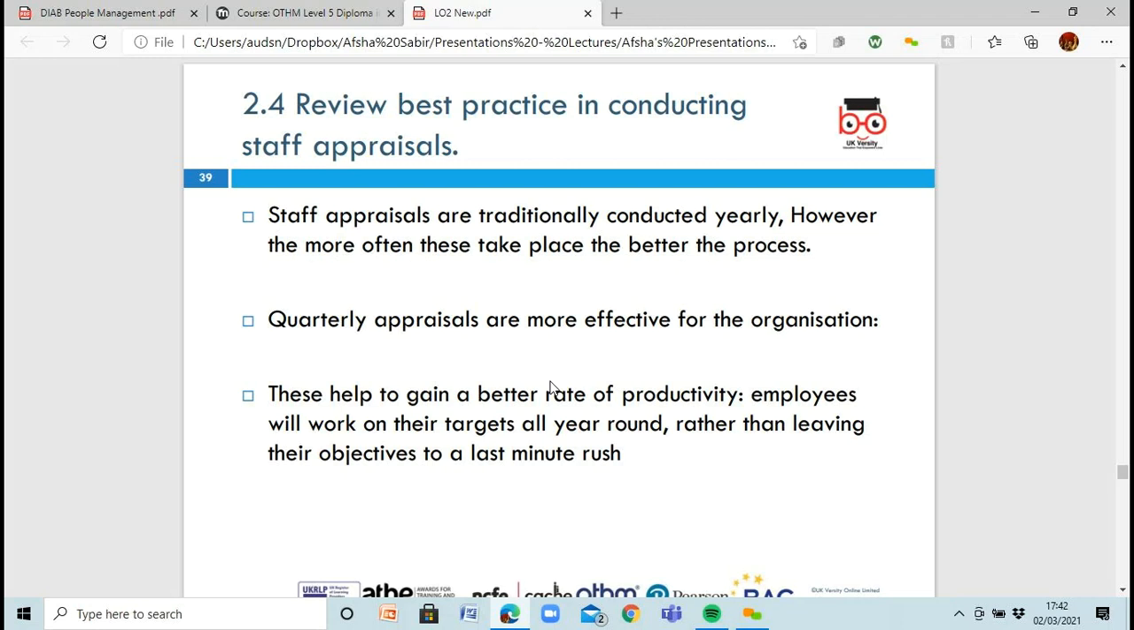By having appraisals a lot more often, they'll give you a better rate of productivity. You know that your employees are actually going to work on their targets all year round.